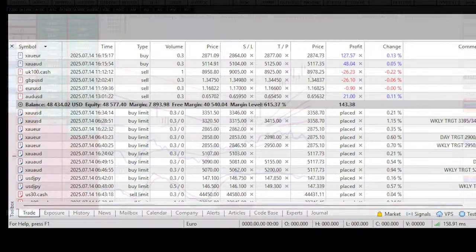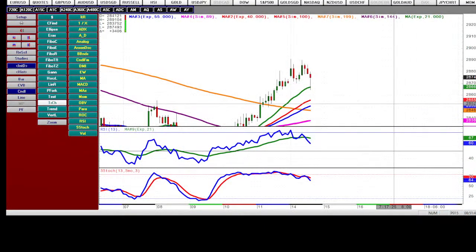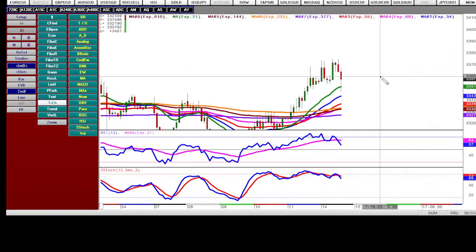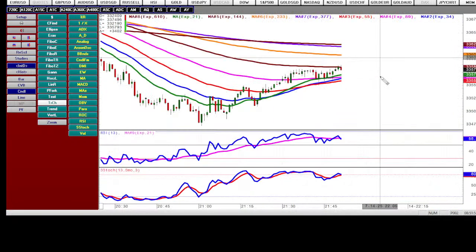Okay, so gold US is going to 58, but we have taken profit, so we are waiting for a re-entry.